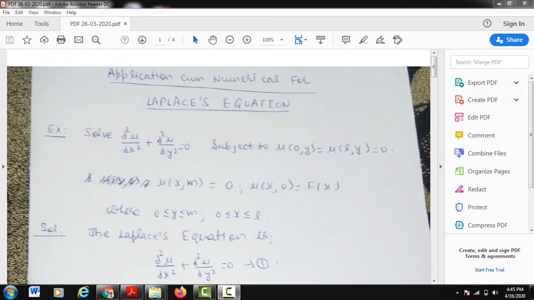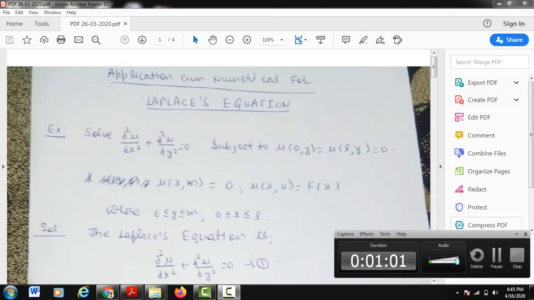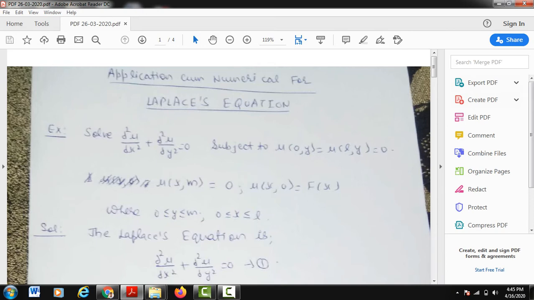The statement is we have to solve ∂²u/∂x² plus ∂²u/∂y² is equal to 0. This is basically the two-dimensional Laplace equation, and the conditions which are given to us: u(0,y) is equal to u(l,y) is 0, means when x is 0 and when x is equal to l, the value of u is 0.